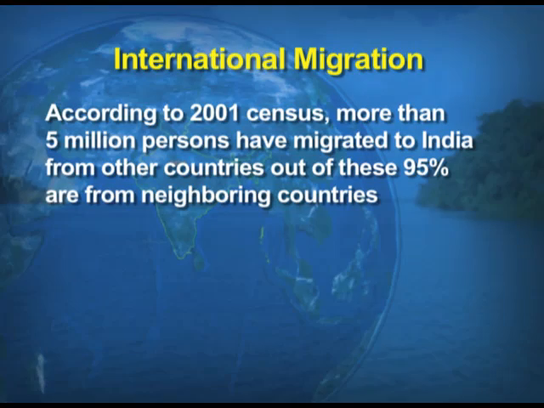Now, the second type of migration we take up is international migration. According to the 2001 census, more than 5 million people migrated to India from other countries. And out of that 5 million population, children, 95% of migration was from the neighboring countries.